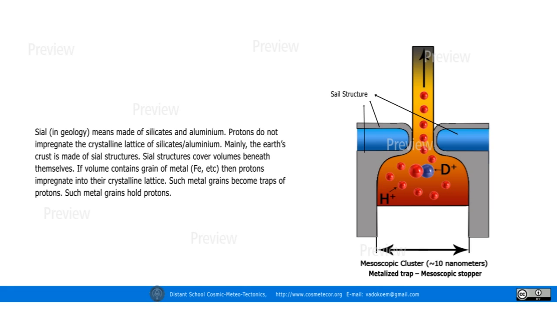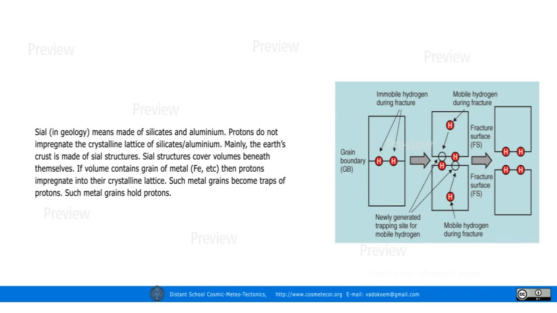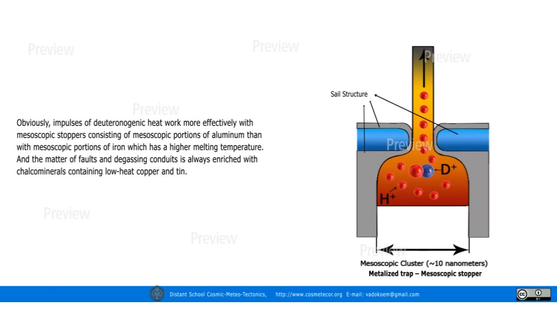Seismic structures cover volumes beneath themselves. If a volume contains grains of metal, iron, and so on, then protons impregnate into their crystalline lattice. Such metal grains become traps of protons. Such metal grains hold protons.